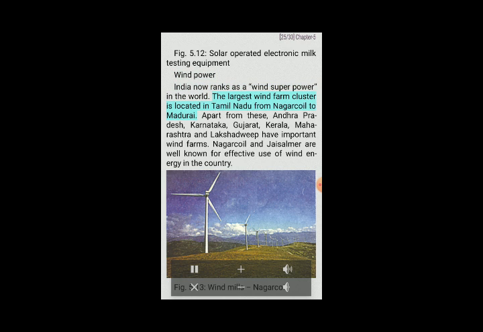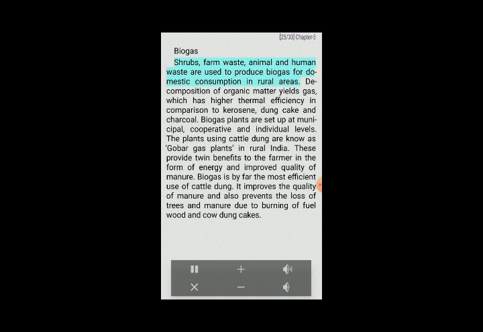Wind power. India now ranks as a wind superpower in the world. The largest wind farm cluster is located in Tamil Nadu from Nagercoil to Madurai. Apart from these, Andhra Pradesh, Karnataka, Gujarat, Kerala, Maharashtra and Lakshadweep have important wind farms. Nagercoil and Jaisalmer are well known for effective use of wind energy in the country. Fig. 5.13. Windmills, Nagercoil. Biogas.